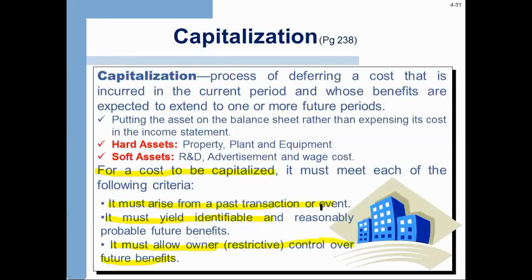We need to have control over the asset, which means that we can decide how much we can use the asset in a year. We can produce 50,000 units, 60,000 units, 70,000 units. It is under our control. So once these 3 criteria are met, then we can record the cost of the asset in the balance sheet, or we can say that we can capitalize the cost.